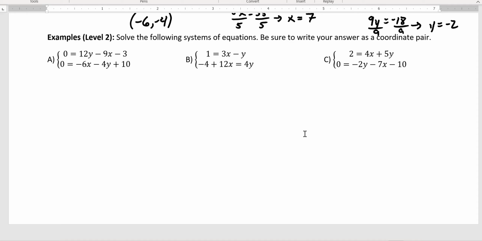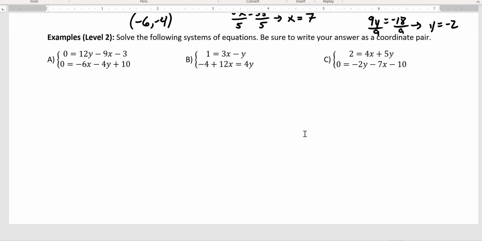First of all, looking at letter A, I see the zeros. I could set these equations equal to each other as they are since they both equal 0, but then I'd have two variables in one equation. That doesn't really help much. So rather than doing that, let's see, what could we do first? We could just rewrite this in standard form. That'd be one thing we could do.